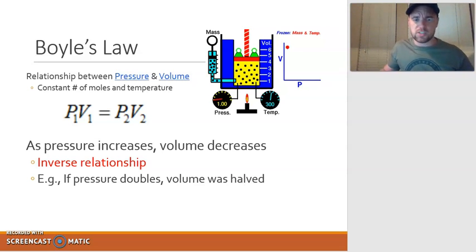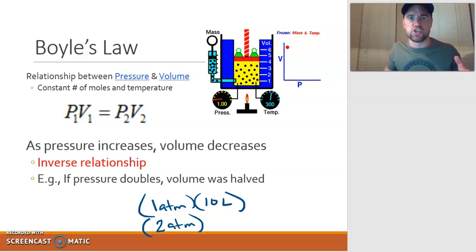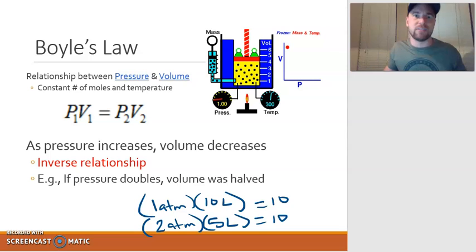So now I want you to think about this. Let me write this down here so I have a little space. Let's assume your initial pressure was 1 atmosphere and your initial volume was 10 liters. So what's the product of that? 1 times 10. Well, it's 10, right? So what if the pressure changed to 2 atmospheres, what would the volume have to be in order for it to still equal 10, right? Because they both need to always equal 10. And it would be 5 liters, right? It'd have to be 5 because 2 times 5 is 10.